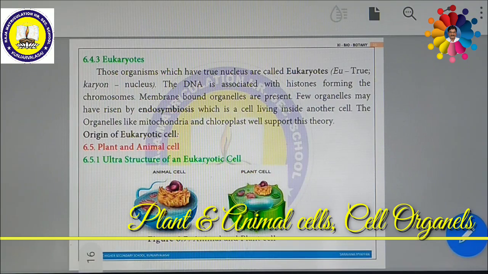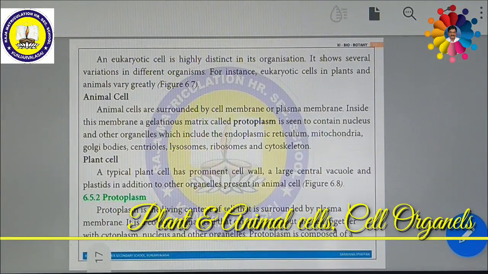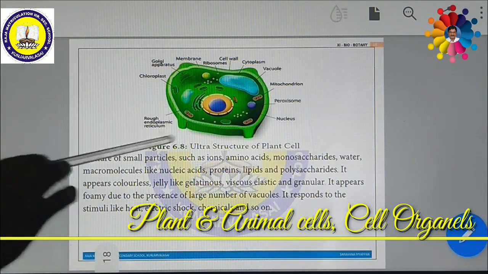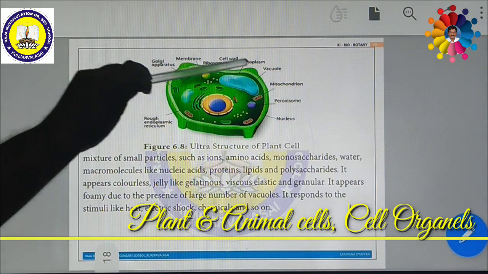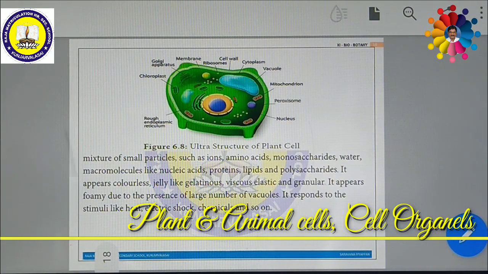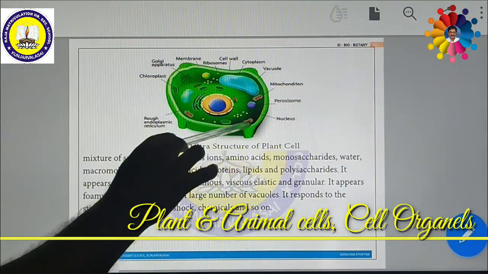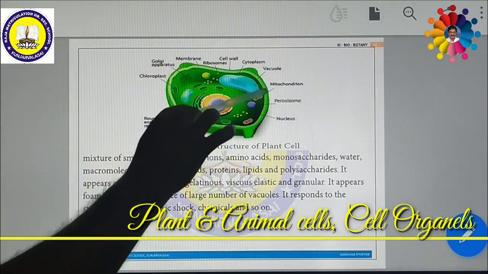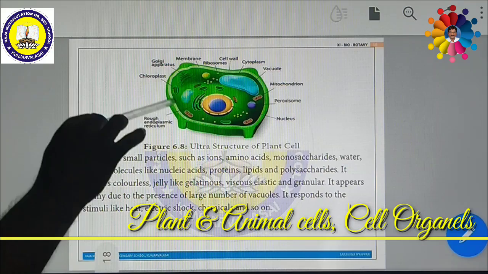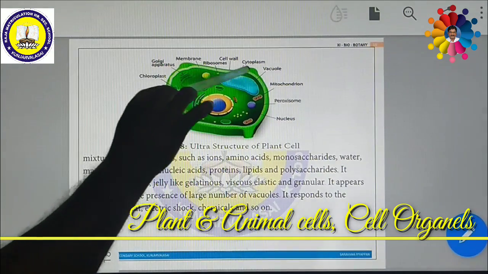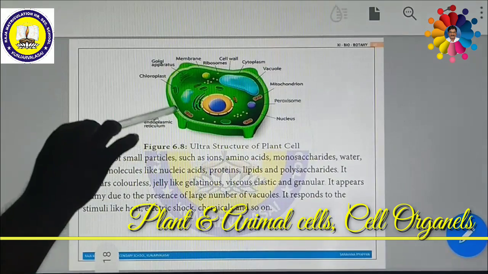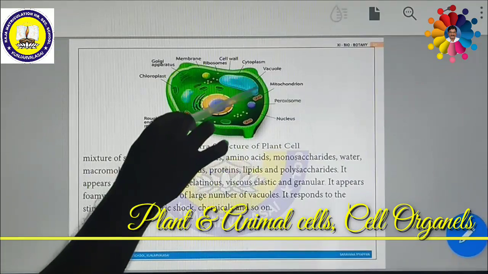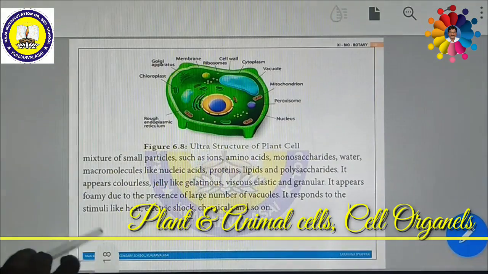Now we shall see the structure of the plant cell in detail. So this is the plant cell. Superficially, I shall explain the structure of this cell. The plant cell is completely surrounded by cell wall. Inside the cell wall there is a plasma membrane. The membrane present around the cytoplasm is called plasma membrane or cell membrane. Inside the cell membrane there is a space which is filled with cytoplasm.